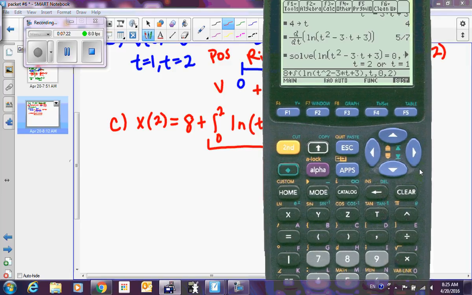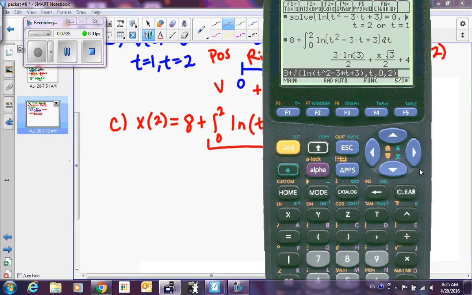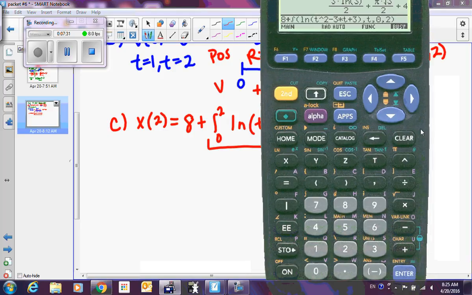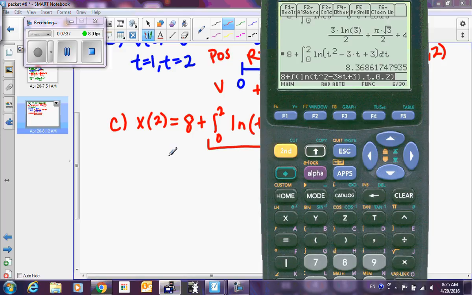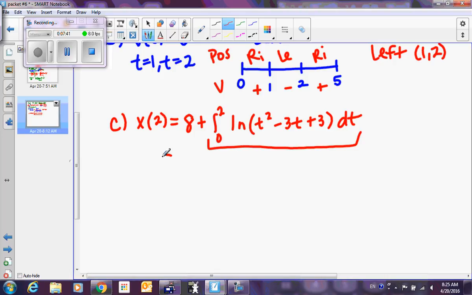Again, it might give you an exact answer. It might give you a decimal. If you wanted a decimal, you could write it. This would also be fine. Just making sure you know how to do it both ways. Sometimes I think writing the decimal answer is actually easier. So we get 8.369. Alright, so then on to part D.